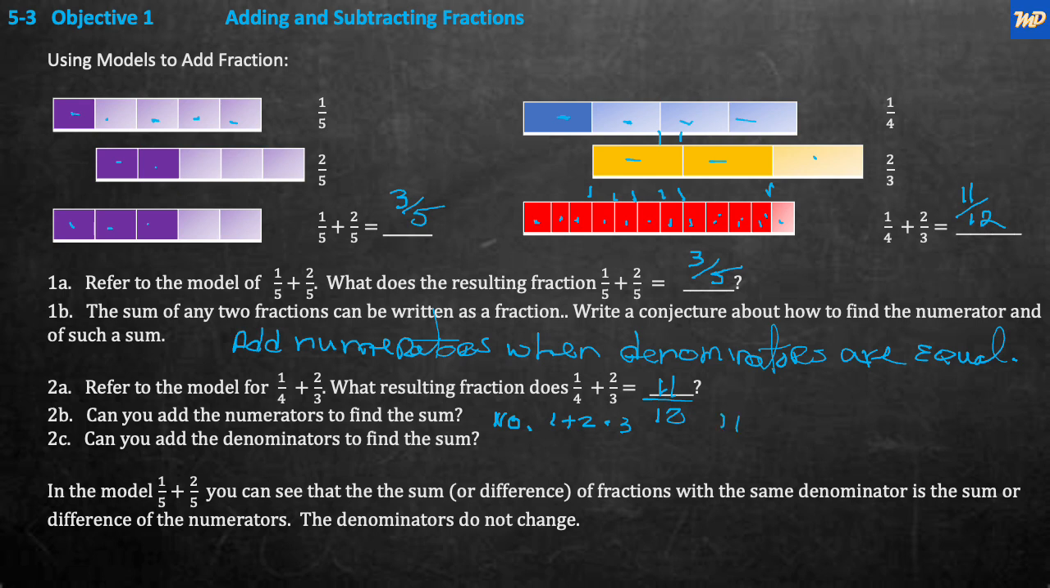How about the denominators? Can you add the denominators to find the sum? Again, the answer is no. The denominators are 3 and 4, and the correct denominator is 12. So 3 plus 4 does not equal 12. In the model of 1/5 plus 2/5, can you see that the sum or difference of fractions with the same denominator is the sum or the difference of the numerators? The denominators don't change in that case.